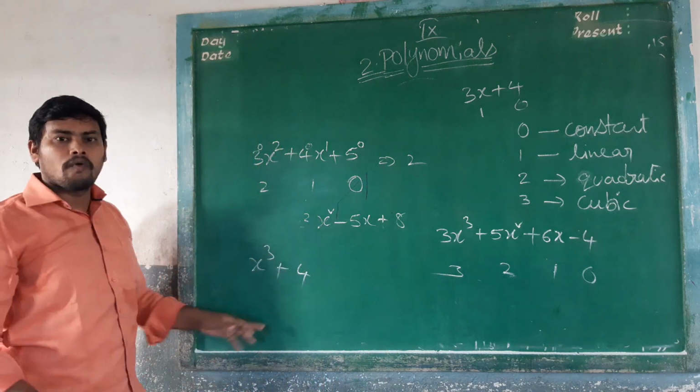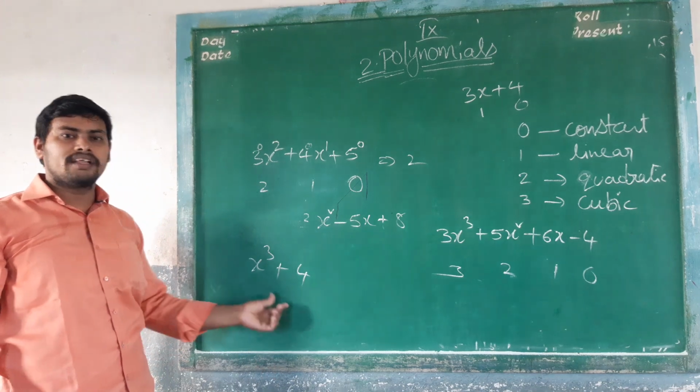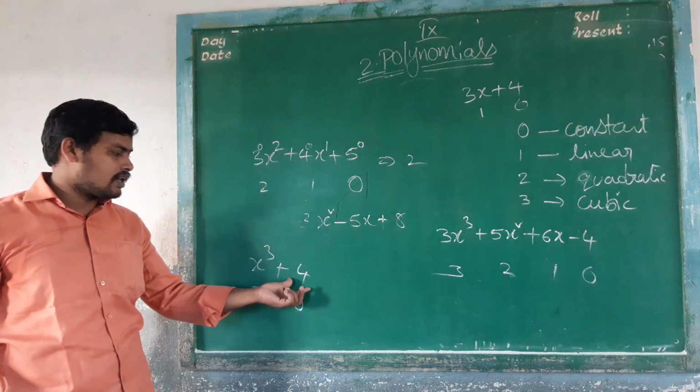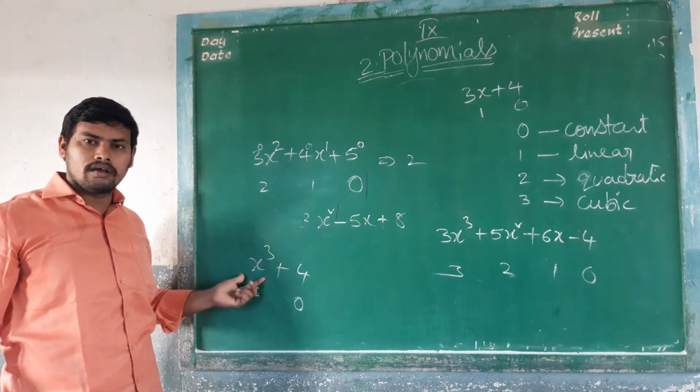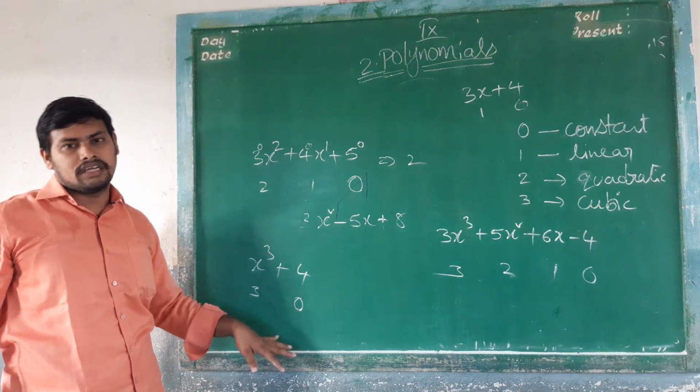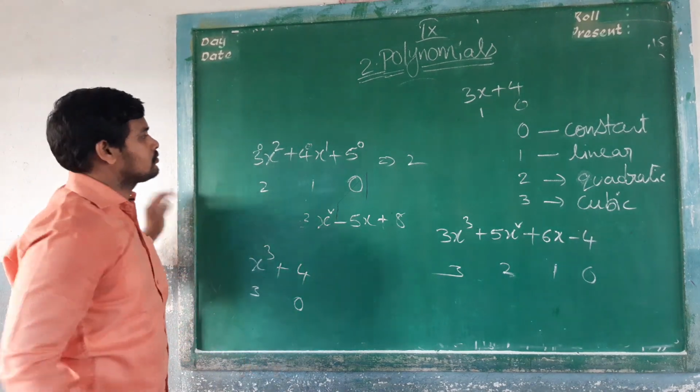x cube plus 4. What is the degree here? The degree of this constant term is 0. The degree of this term is 3. So which is the largest one? 3 is the largest one. So the degree is 3. Okay. Next one.